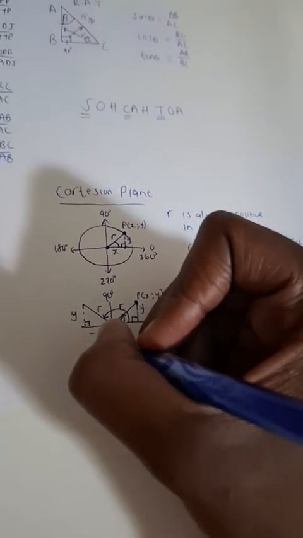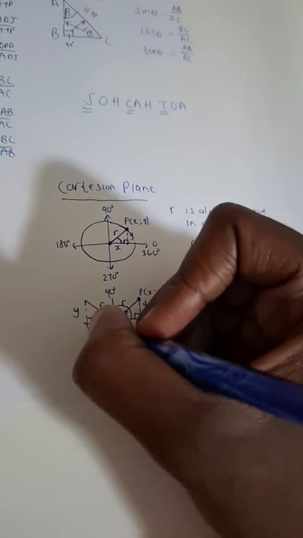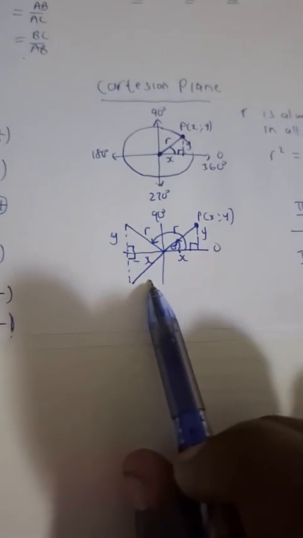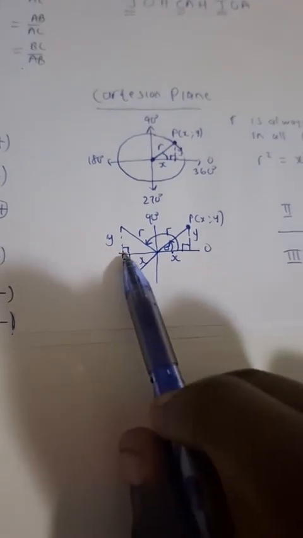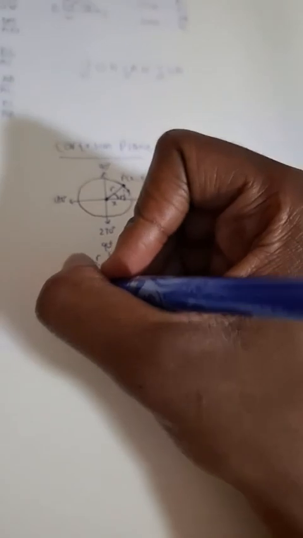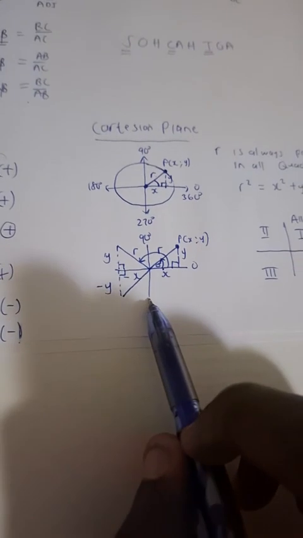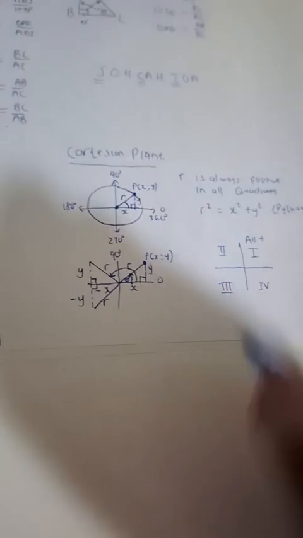So let us now draw the right angle triangle in the third quadrant. X in this quadrant is still negative. Y is also negative because remember we are dealing below the x-axis. That's where y is actually negative. R still retains its positivity because remember in all quadrants r is positive.